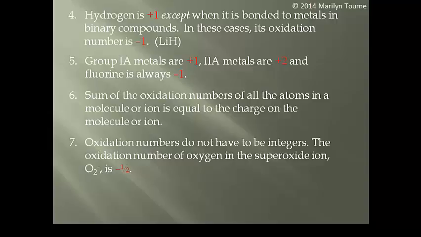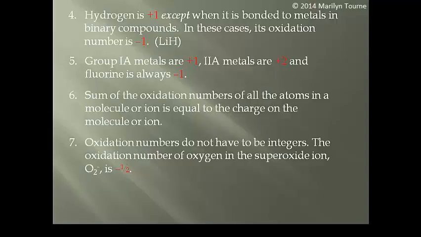All right, number 6 is actually a simple one as well because we've talked about it in class. This is setting up the math problem, basically. The sum of the oxidation numbers of all the atoms in a molecule or an ion is equal to the charge on the molecule or ion. So for example, I've told you that if you have an ionic compound, everything must equal 0 because ions only come together in one way.